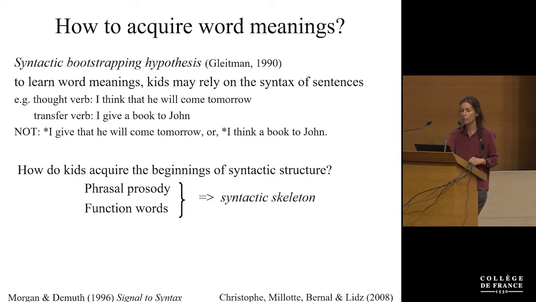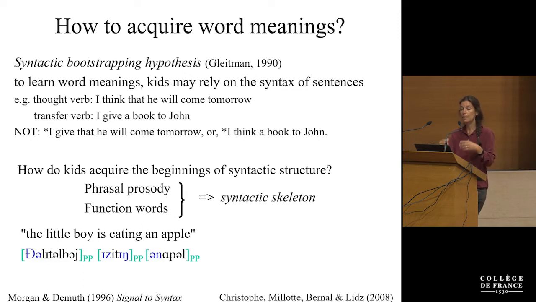And so if you put the two together, you see that you could get something that would help you figure out the meaning of words, which I've called the syntactic skeleton. So if you have a sentence like, the little boy is eating an apple, if you're speaking slowly enough, you're likely to make 3 units out of this, like the little boy, is eating, an apple. That's the way you would talk.